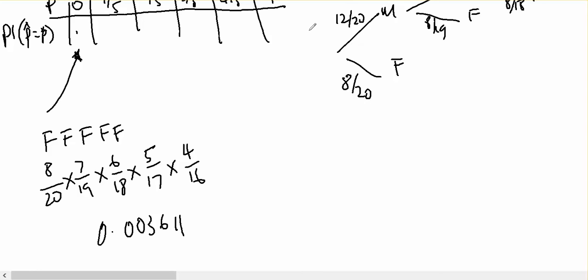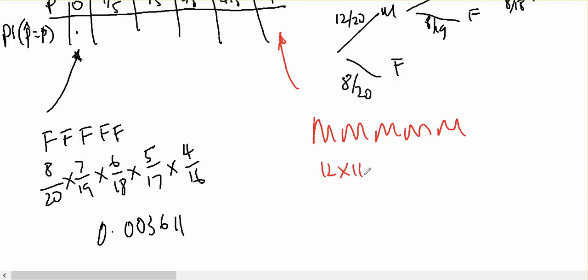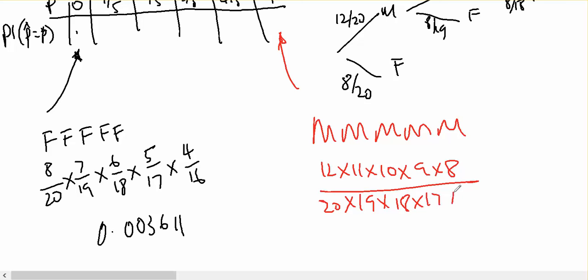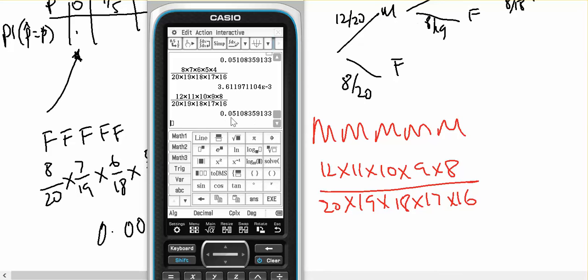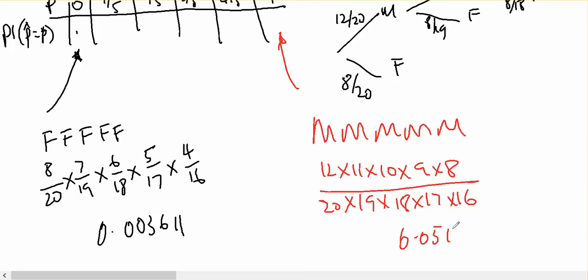If I now think about the other end, having 5 males, male, male, male, male, male, which is 12 times 11 times 10 times 9 by 8, all over 20 by 19 by 18 by 17 by 16. And that's going to be 0.0511. And that goes in that spot there.